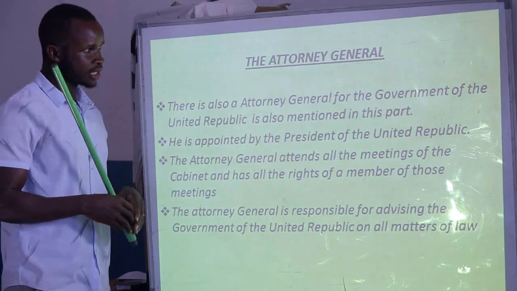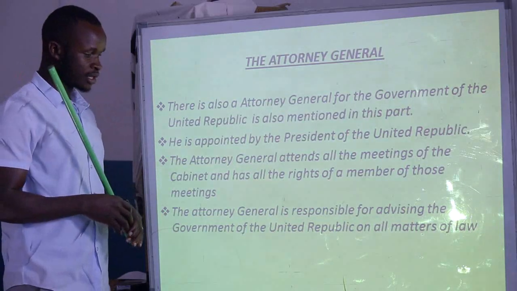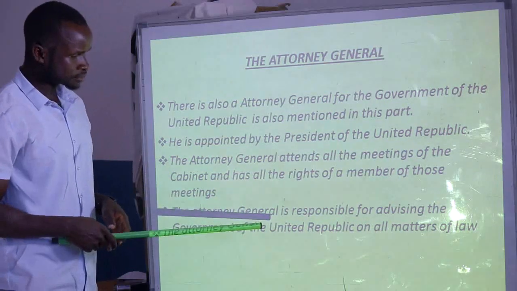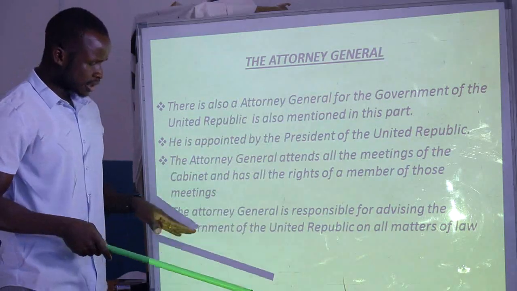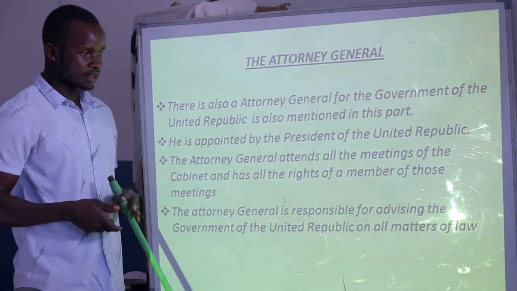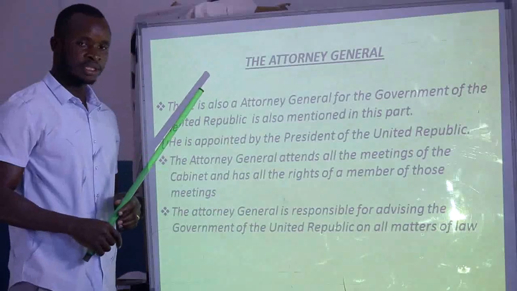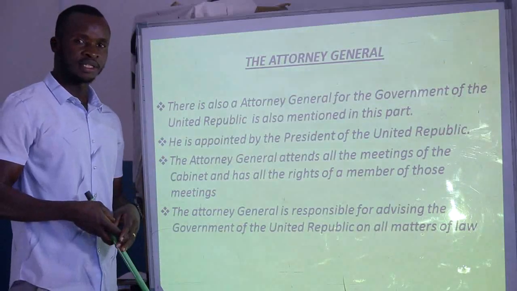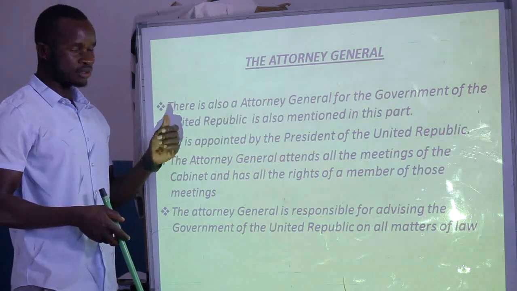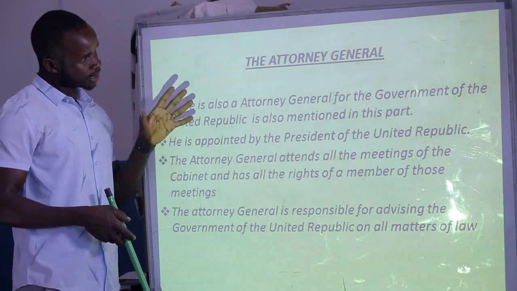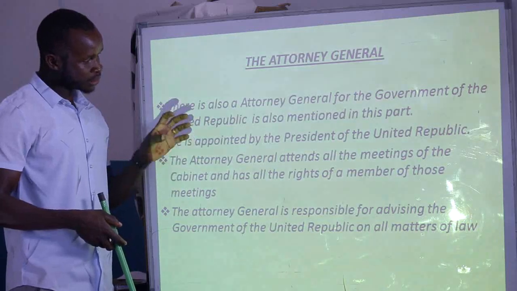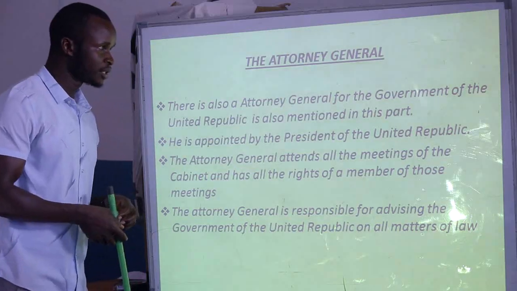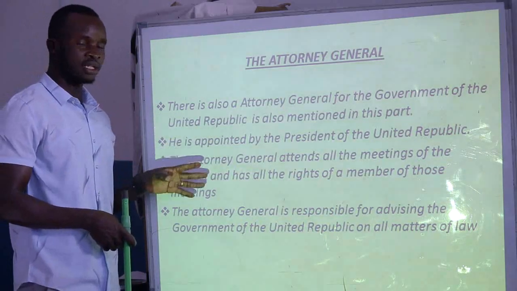He is the one who advises the government on law issues or legal matters. The Attorney General is responsible for advising the government of the United Republic in all matters of the law. So we can simply say the government lawyer is the Attorney General. Remember, the Attorney General is also a member of Parliament, by virtue of the office that he heads.